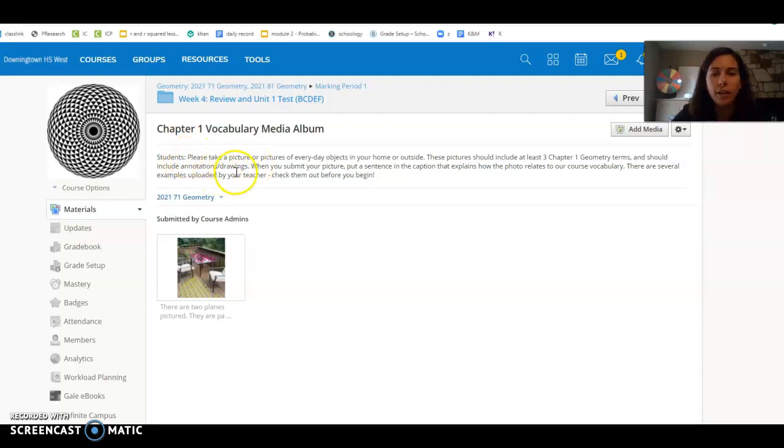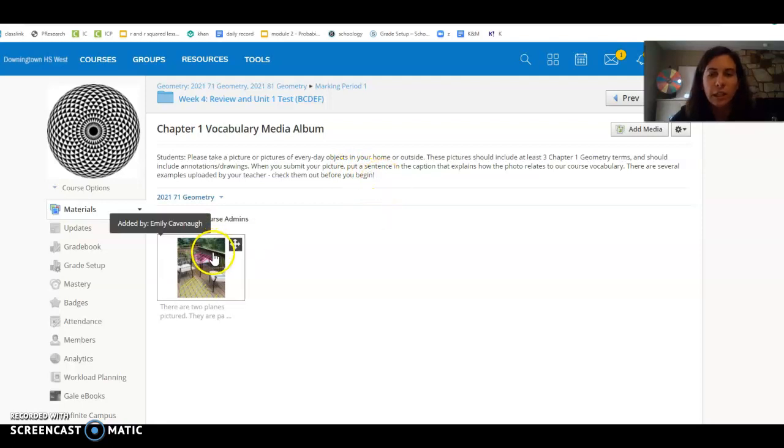So the instructions are here, and it says take a picture or pictures of everyday objects in your home or outside. These pictures should include at least 3 Chapter 1 geometry terms and should include annotations and drawings. When you submit your picture, put a sentence in the caption that explains how the photo relates to our course vocabulary. There are several examples uploaded by your teacher. Check them out before you begin.